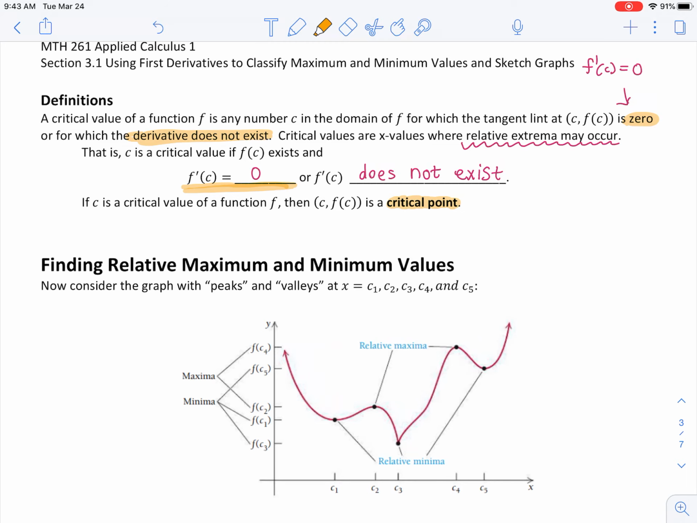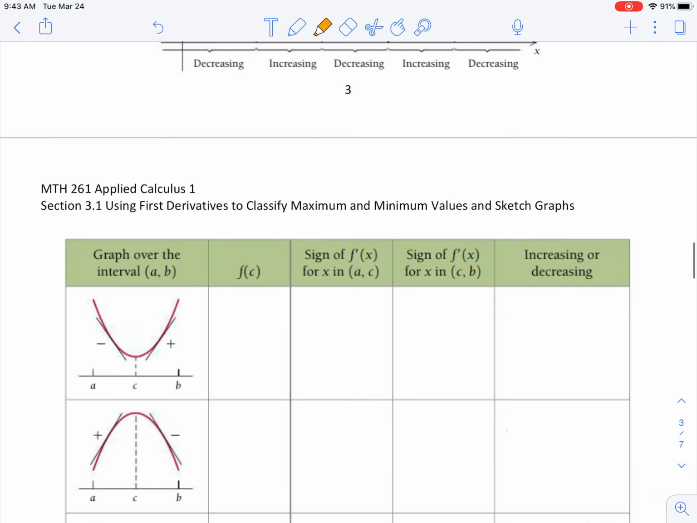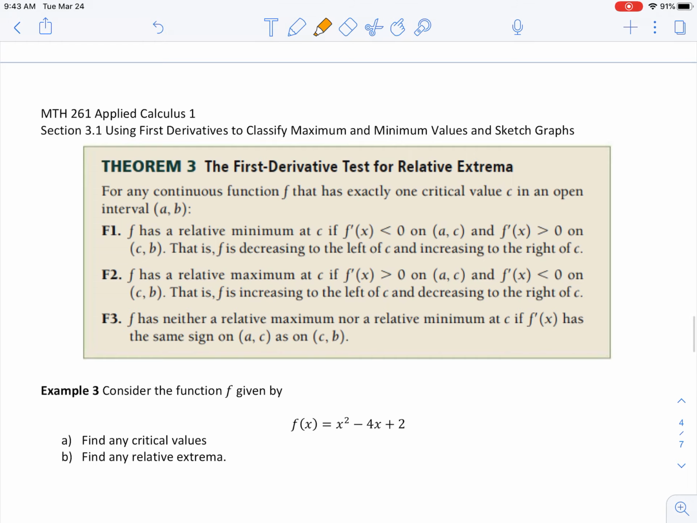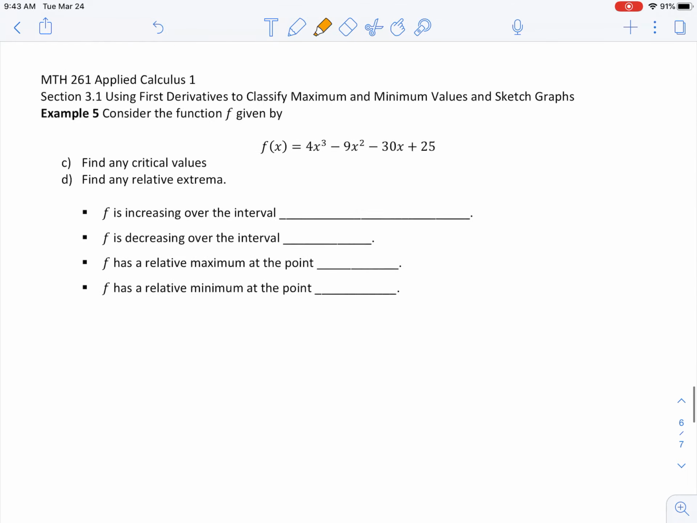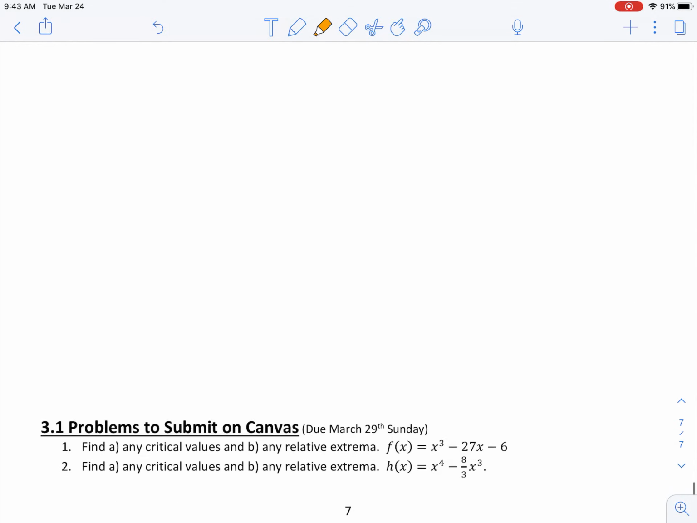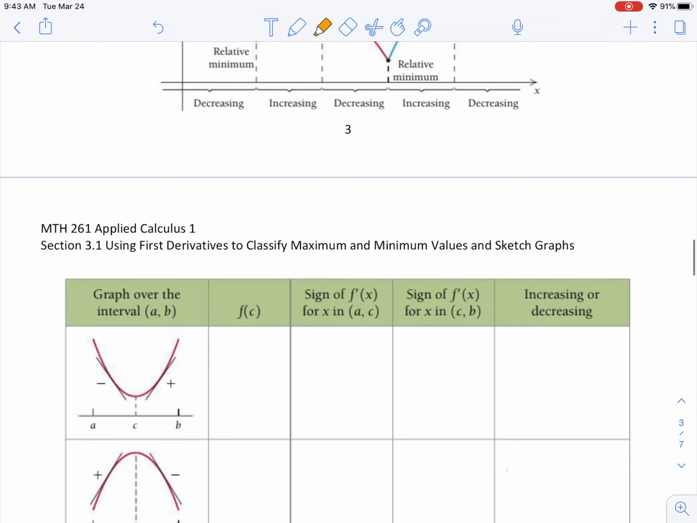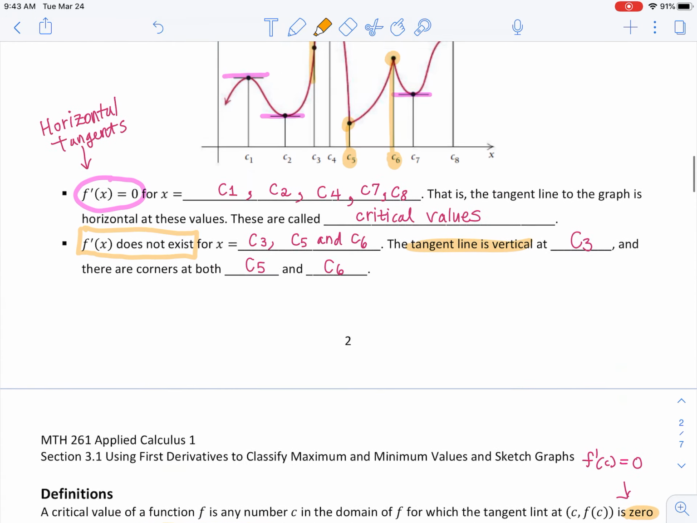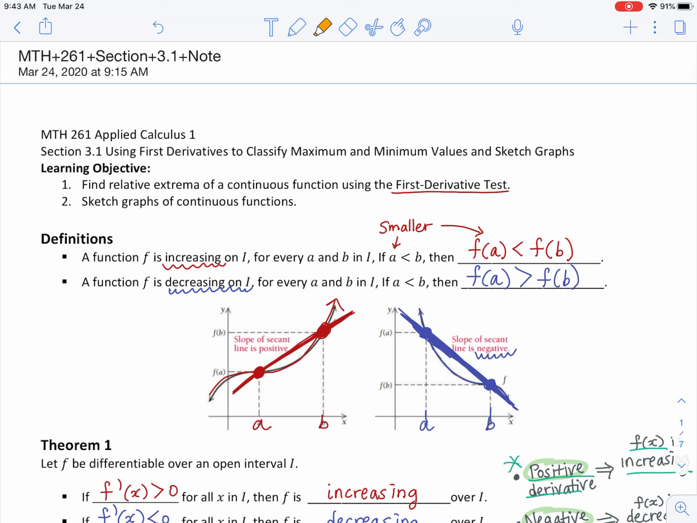But this is a good point for me to stop. I will come back and talk about finding relative maximum and minimum values, fill out this giant table, talk about the first derivative test, and actually do a couple examples, Example 3, 4, 5, and 6, and ask you to try the classwork problems. But I'll stop the video now. I think I need to charge my pencil a little bit, and this is probably long enough for YouTube.